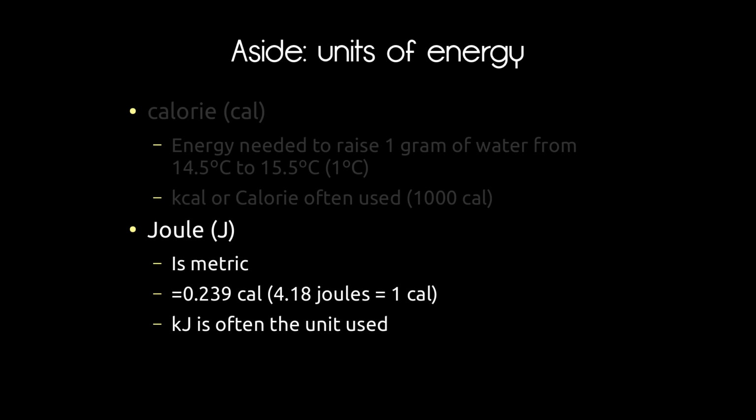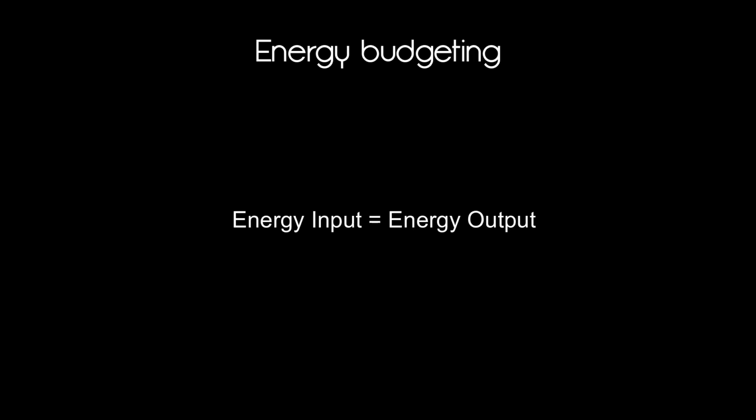The metric equivalent of a calorie is a joule. A joule is equal to about 1/4 of 1 calorie, or another way of putting it, about 4.18 joules is equal to 1 calorie. And oftentimes when we're talking about things, we're going to be talking about kilojoules. Okay, so enough of that aside on units. Let's go back to the regulation of energy in and out of these animals.